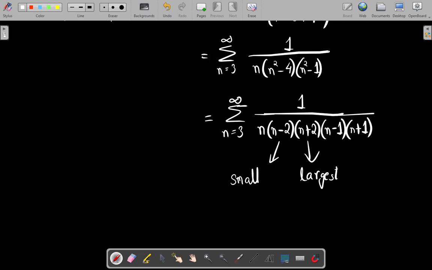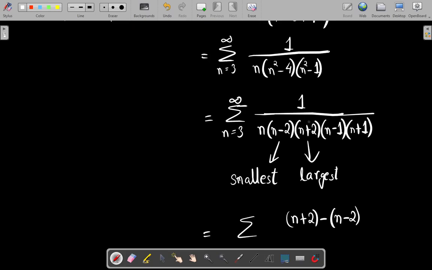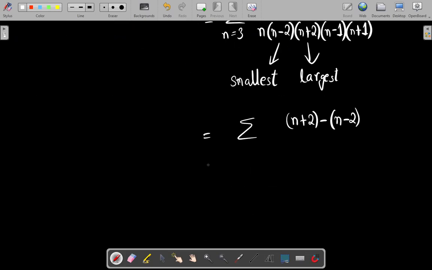Okay, so usually if we write the numerator as a difference between these two, then the partial fraction is made of consecutive terms. Okay, so if I try to write the numerator as n plus 2 minus n minus 2, the numerator 4 is left out. Okay, so since there is no extra 4 here, I need to divide this by 4.